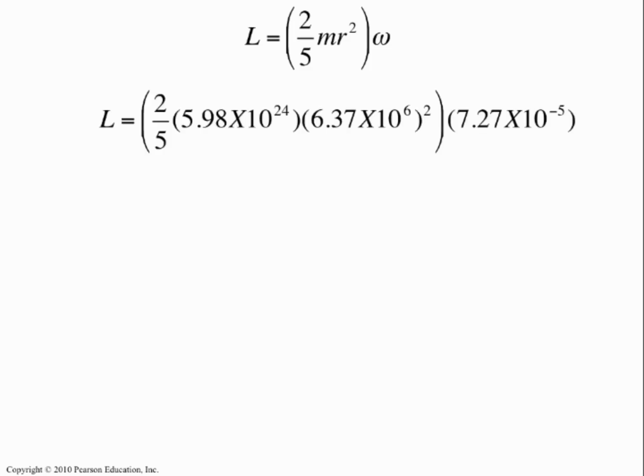All right, so let's carry forward what we have. L equals 2/5 mr squared omega. And now we can plug and chug. And so we have our mass, we have our radius, and we have our omega. And we end up with L equals 7.06 times 10 to the 33rd kilograms meters squared per second. That is the planet Earth's angular momentum.